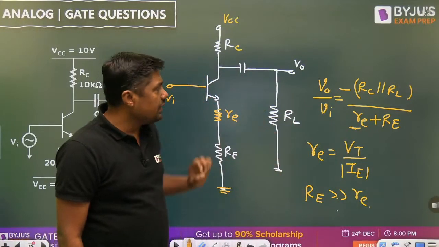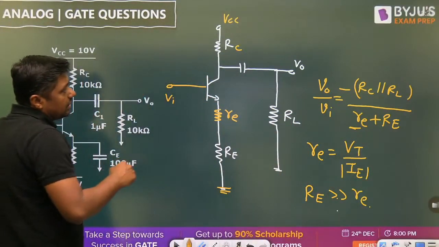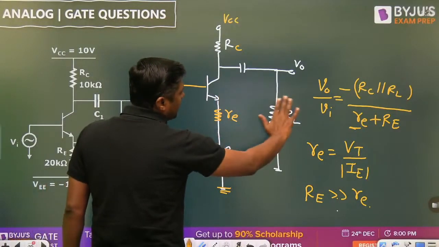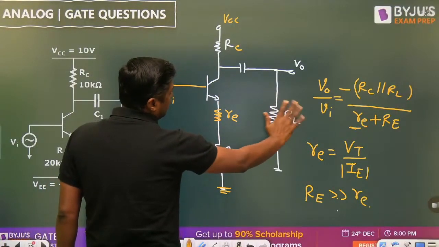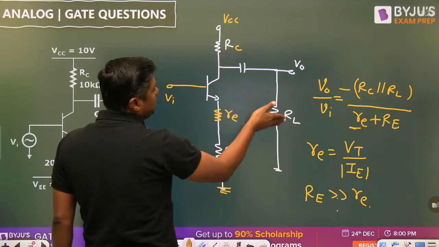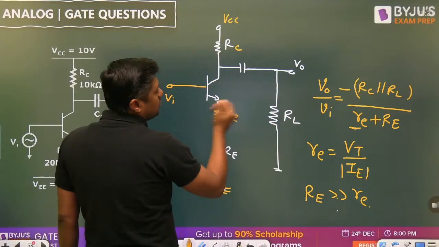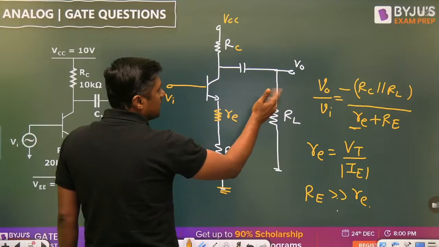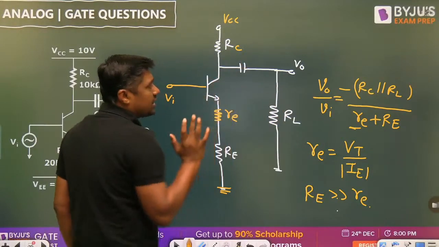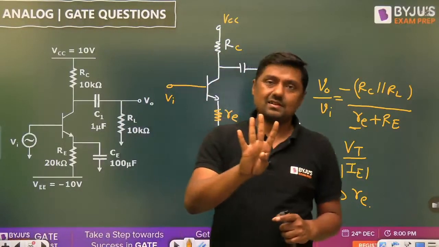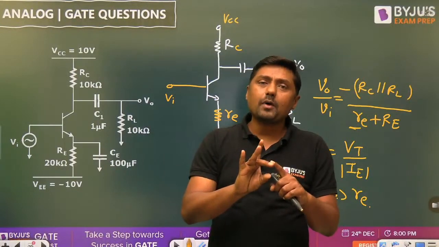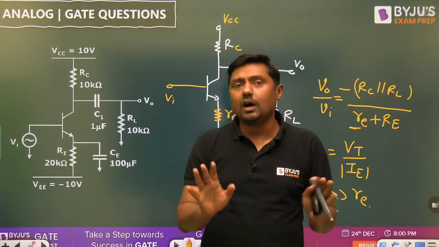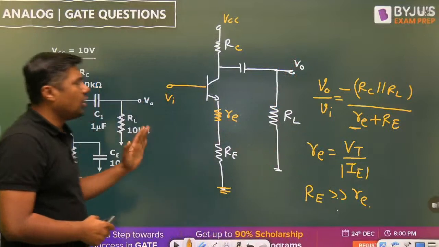Bypassed, then small re. Third important thing, if in a particular numerical RL is not given, then RC parallel with infinite becomes RC. Not given means what? RL is open circuit. So RC parallel with infinite is what? RC. So there are only 4 cases. Bypassed RE, unbypassed RE, with RL, without RL. And that is the standard answer for this question.